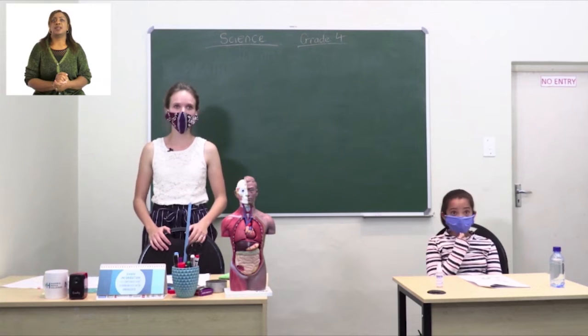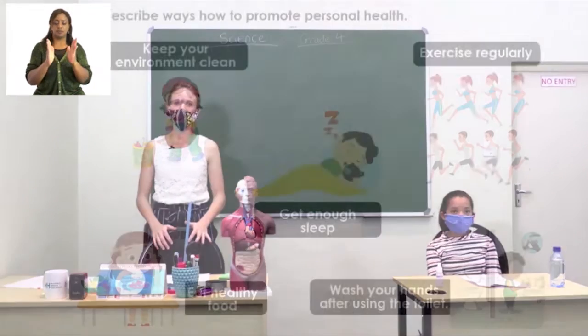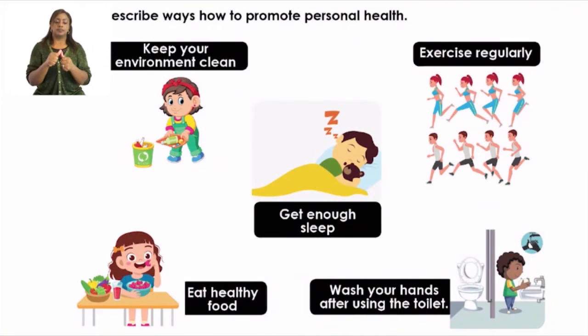Okay, good. Let's continue with number 2, describe ways how to promote your personal health. So you can take a look on page 26 as well. So let's start with the first one, keep your environment clean. And remember you guys, in the previous lesson, we said that germs grow and flourish in a dirty environment. And that is why we need to keep our environments clean.